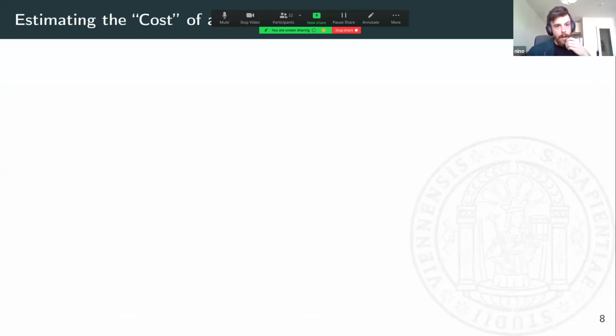Okay, so how do you now estimate the cost of such a pathway? So how much does it cost for a certain pathway to run?